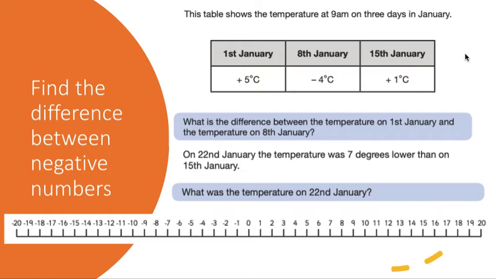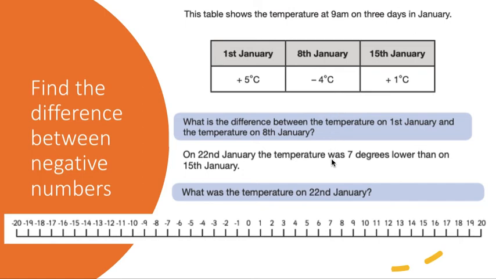This table shows the temperature at 9 AM on 3 days in January. So on the 1st of January, it was positive 5 degrees C. On the 8th of January, minus 4 degrees C. On the 15th of January, 1 degree C. What is the difference between the temperature on the 1st of January and the 8th of January? So this part's a straightforward find the difference between the 1st of January and the 8th of January.